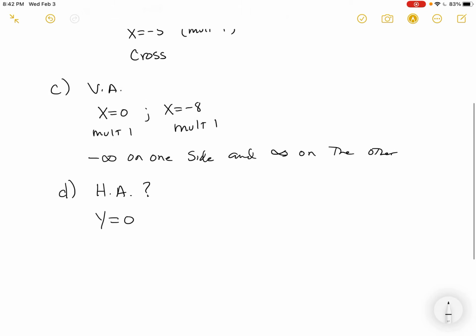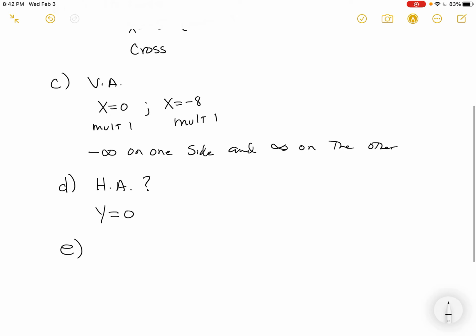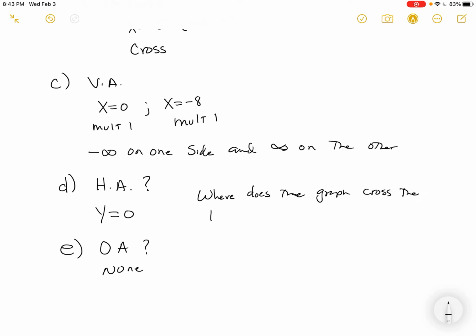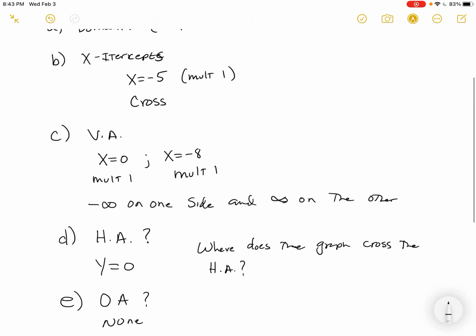Okay. And then E, an oblique asymptote? No. None. Right? It has horizontal, it can't have oblique. Those are obliques where you have to do some extra work. They might ask this question too. Where does the graph cross the horizontal asymptote? So if it has one, they might ask, where does it cross it?